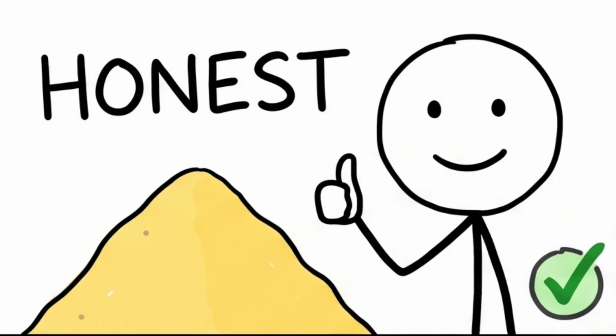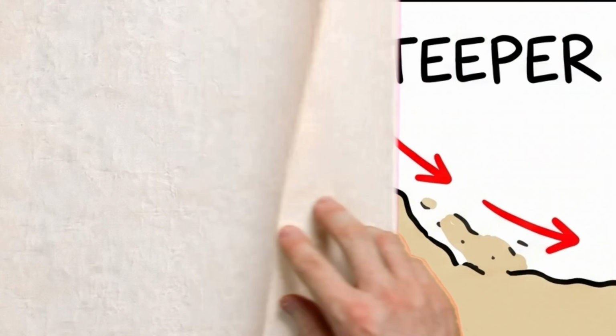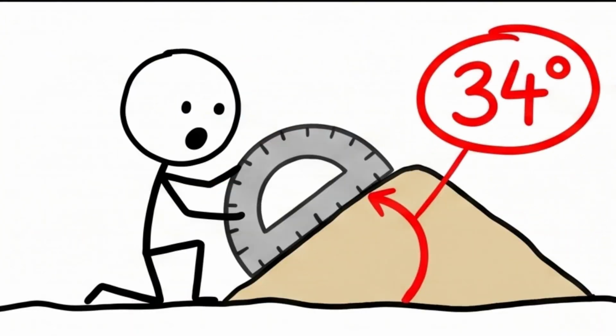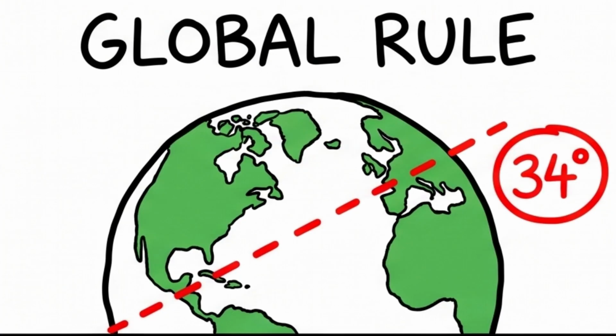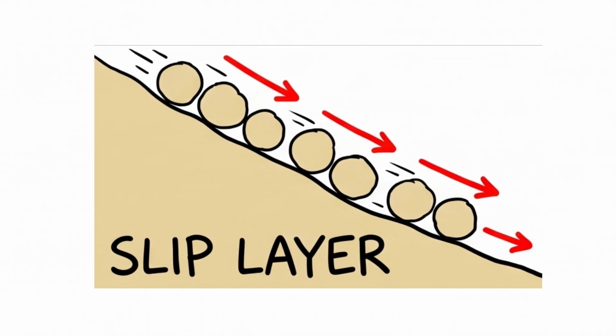Start with dry sand, because dry sand is honest about what it is. Pour a handful out, and it makes a cone. Keep pouring, and the cone gets wider, but the sides never get steeper. Roughly 34 degrees every time, on every beach on the planet. That angle has a name, the angle of repose. It is the steepest slope loose grains will hold before the top layer slides off.